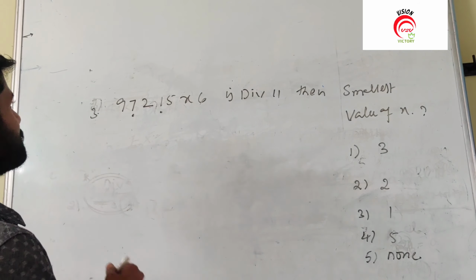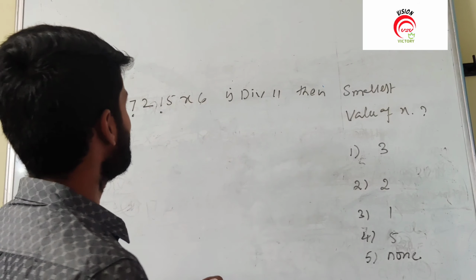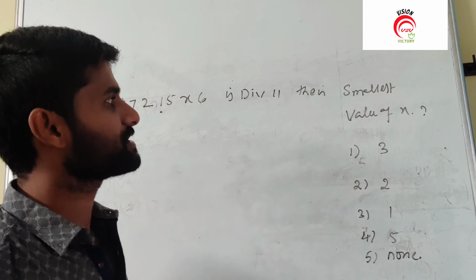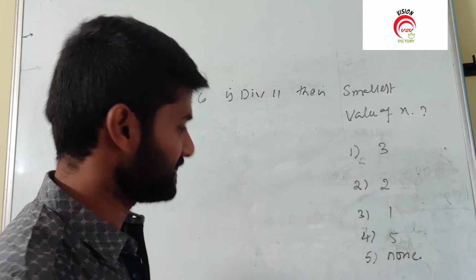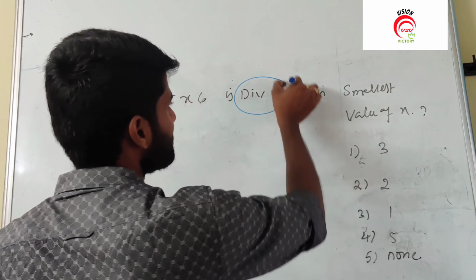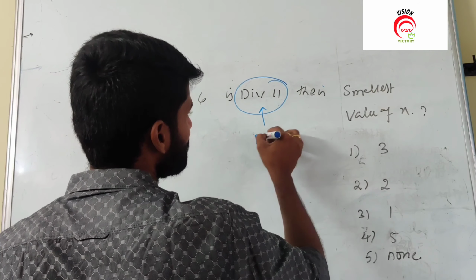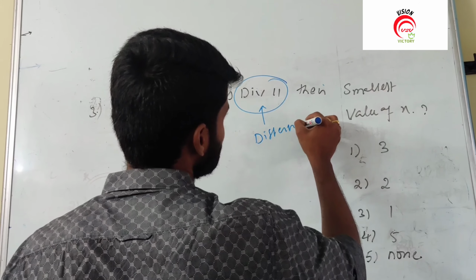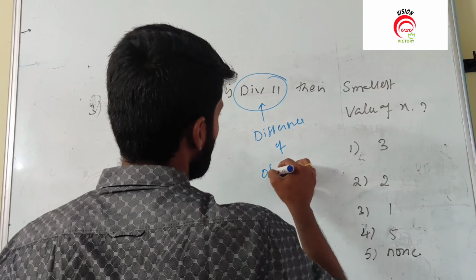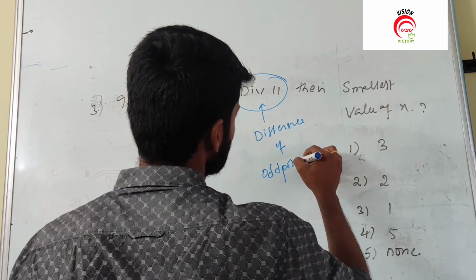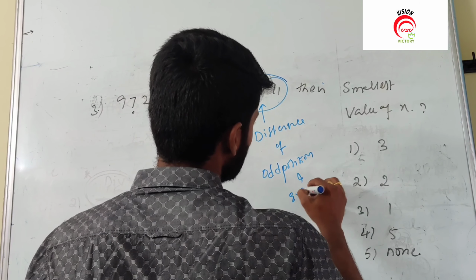Next question. 97215x6 is divisible by 11. Then what is the smallest value of x? See, the divisibility rule for 11. The divisible by 11 rule: the difference of the sums of the odd positions and even positions.